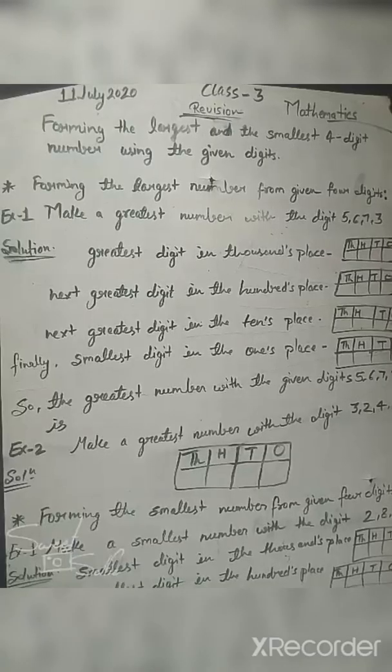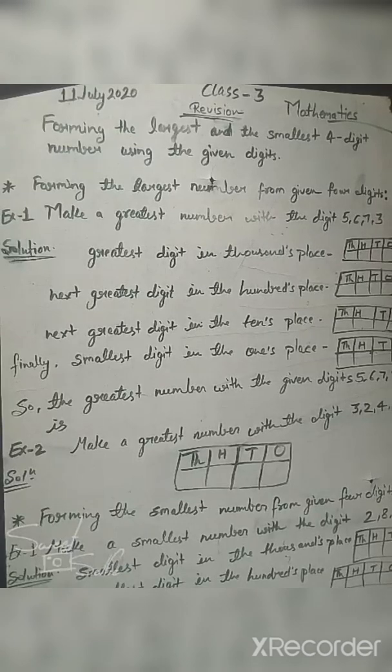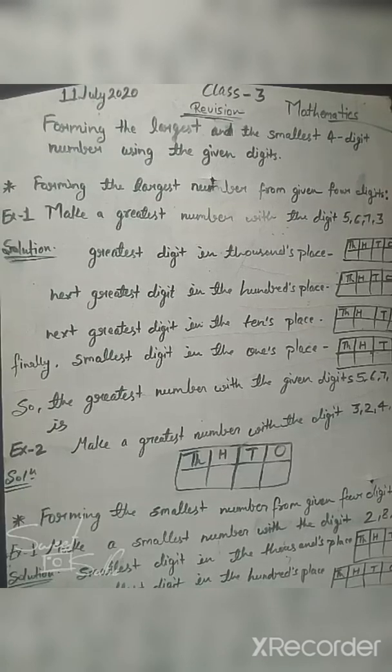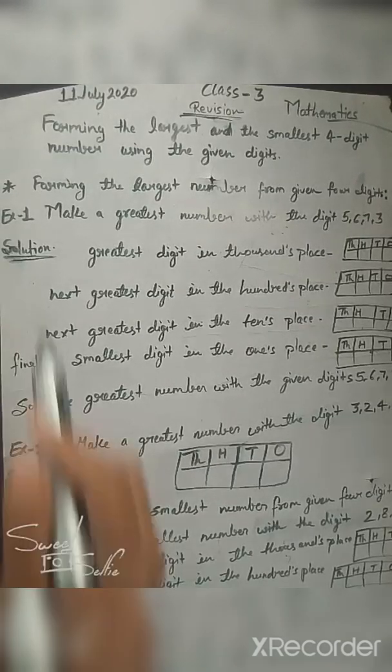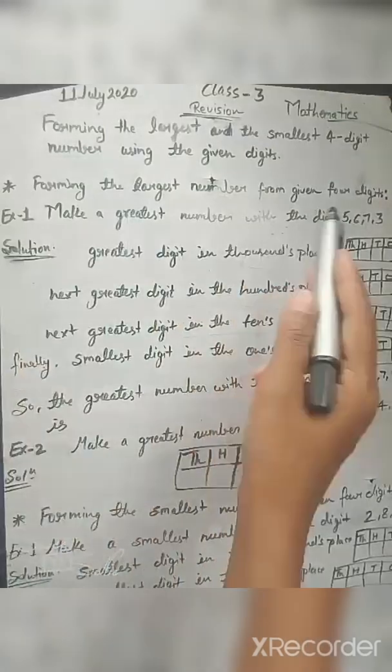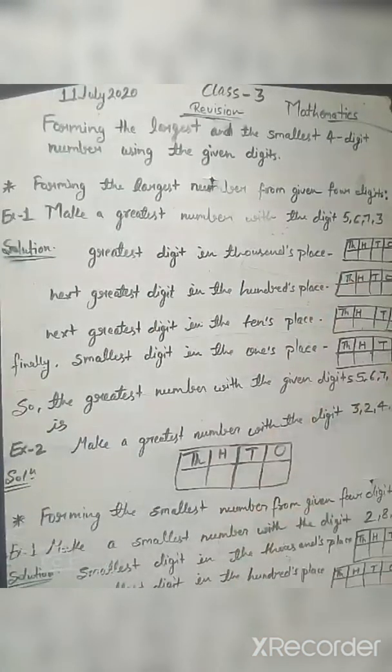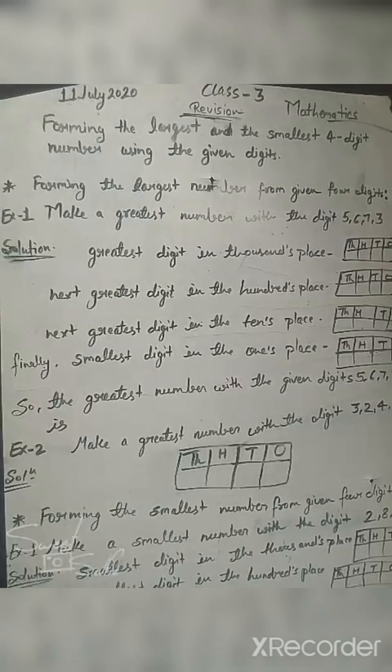So my dear students, our today's topic is forming the largest and the smallest 4-digit number using the given digits. Means हमें दिए हुए डिजिट से स्मॉलेस्ट नंबर और लार्जेस्ट नंबर बनाना है. So firstly we will see forming the largest number from given 4 digits. हम दिए हुए डिजिट से लार्जेस्ट नंबर बनाना सीखेंगे सबसे पहले.